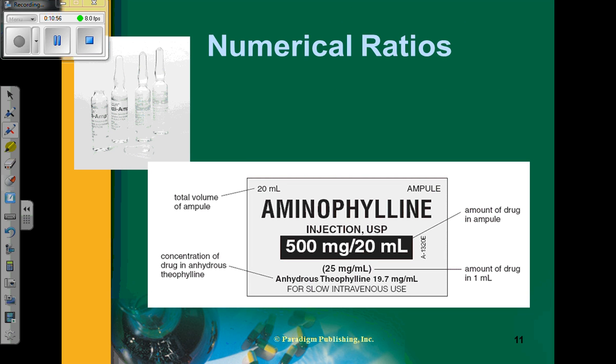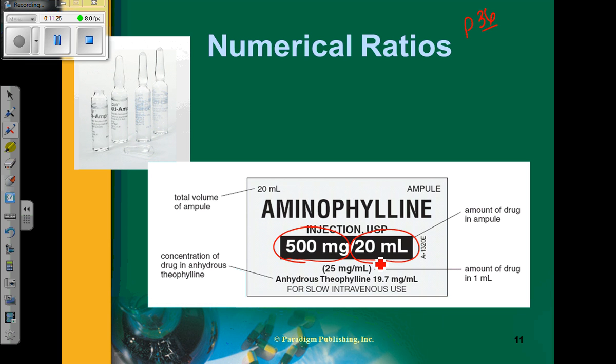Next, we're going to look at your numerical ratios. This is on page 36 in your book, which shows you the ratios on an ampule label. Ratios are commonly used to express concentrations of a drug in solution. So this is showing you an example of 500 milligrams to 20 milliliters.